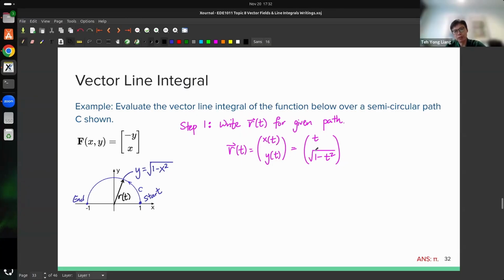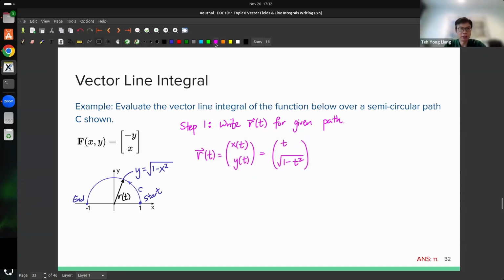Now if you look at this, you want to get R prime, and you get a very nasty expression. Not only that, later on you still need to dot product with this F. So you can imagine the whole integral becomes not very nice to evaluate. So at this juncture, maybe you want to consider using polar coordinates. This one is perfectly legit, but this one is Cartesian.